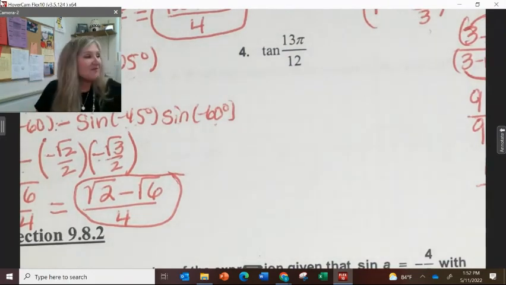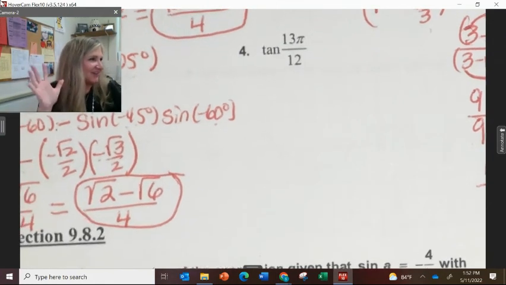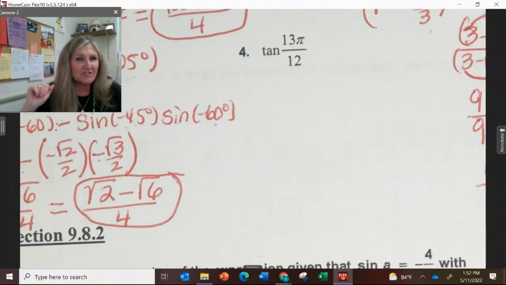I only gave you 5 problems to do, just 5. But you have to do these on a separate sheet of paper because I don't want you just sitting there and guessing 3 times. That's not going to get you anywhere, okay? Do these on a separate sheet of paper.